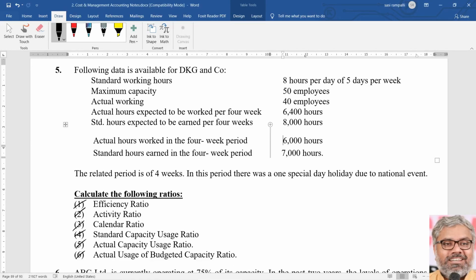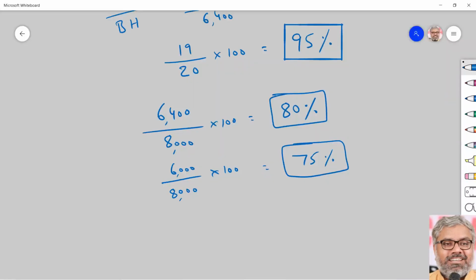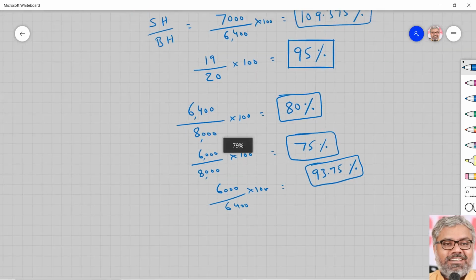Then the last ratio, actual usage of budgeted capacity. Actual hours worked is 6,000. Budgeted capacity was 6,400 into 100. So 6,000 divided by 6,400 into 100 comes to 93.75%. That's all. These are the various ratios which were asked in this question.